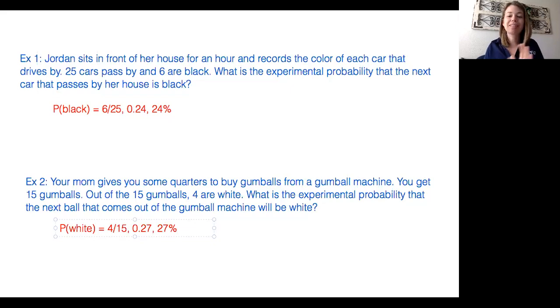All right, Bobcats, today you're going to be working on iExcel, and you're going to be looking at some experimental data, and you're going to make probability predictions based on that.